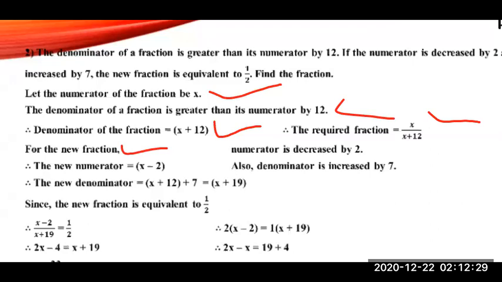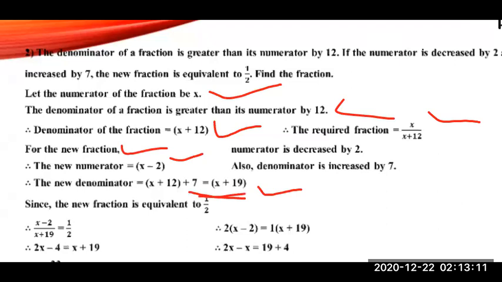So here the new numerator will be x minus 2 and the denominator increase by 7. They told that the numerator decrease हो रहा है by 2 and the denominator is increasing by 7. So the denominator is increased by 7. So the new denominator क्या है? X plus 12. That was our required fraction प्लस 7 क्योंकि उसमें इंक्रीज हो गया है और 7. So the new denominator will be x plus 19.